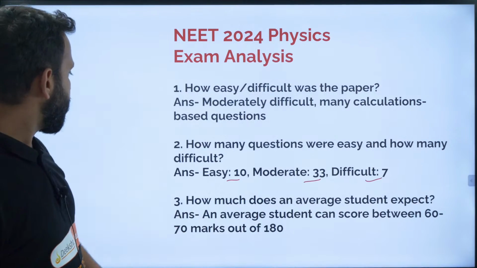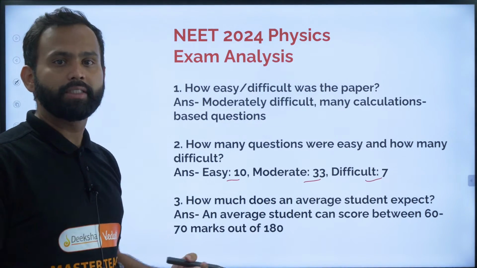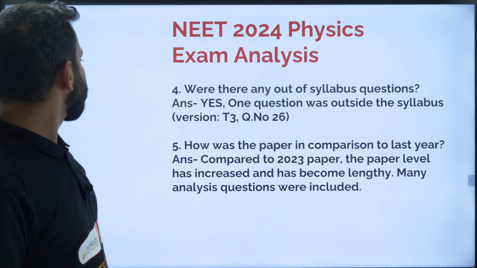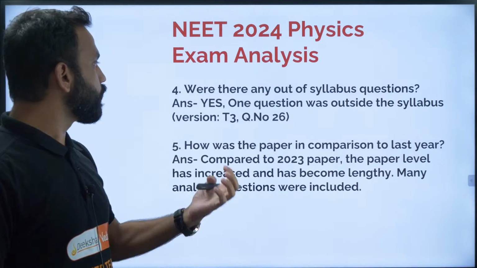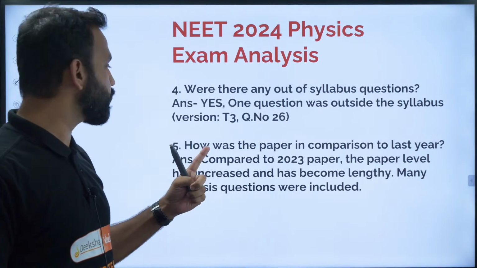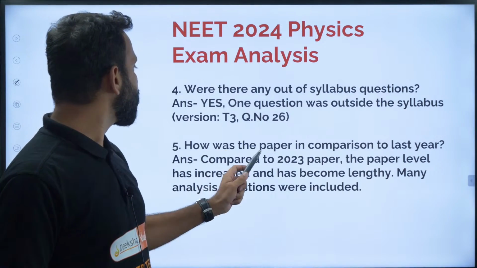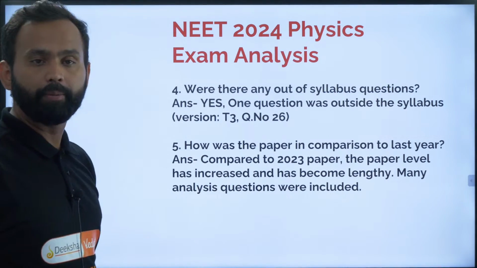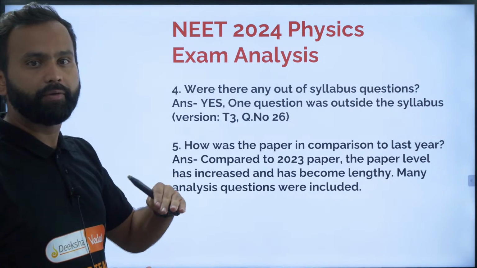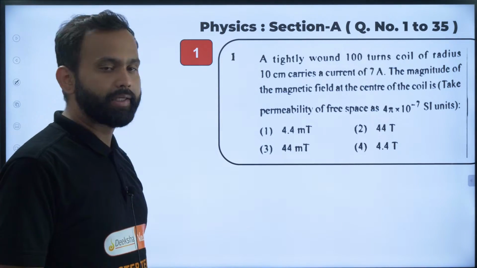And the third one: how much can an average student expect? Average students can expect around 60 to 70 marks out of 180. And the fourth one: were there any out of syllabus questions? Yes, question number 26, only one question came from out of syllabus. Question 5: how was the paper in comparison to last year? If you compare this year's paper to last year's, the difficulty level has increased a bit. Okay, so let's start.